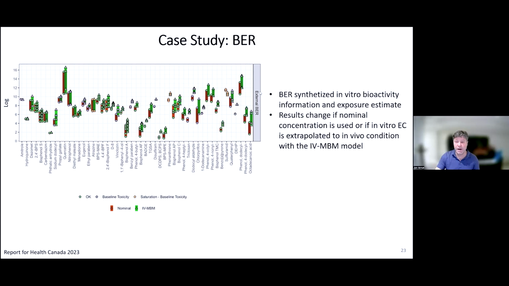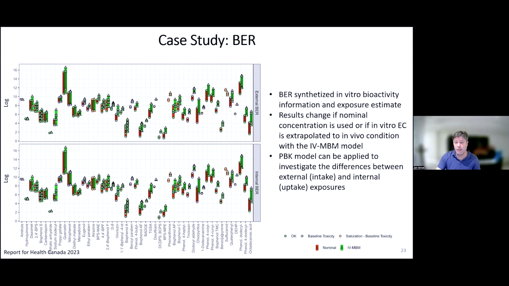We can then further extrapolate, and here I've compared the extrapolated AEDs with our exposure estimates from Protex HT. We can calculate bioactivity exposure ratios. We can rank and prioritize chemicals based on potential bioactivity. And the results change if you're using the nominal concentration or if you're actually using the in vitro extrapolated explicit mass balance model calculations for C3 in blood.